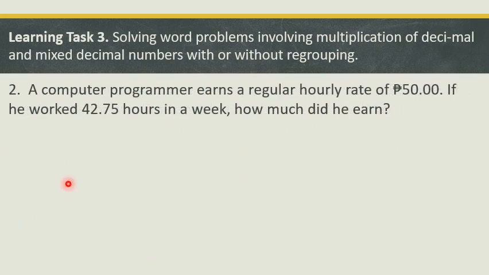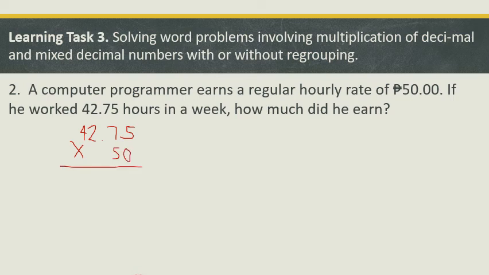Then, number 2, a computer programmer earns a regular hourly rate of 50 pesos. If he worked 42.75 hours in a week, how much did he earn? So, we will just multiply 50 pesos by 42.75. So, 42.75 times 50. So, 50 na lang, wag na yung 50 pesos. Ganun din naman po yun.